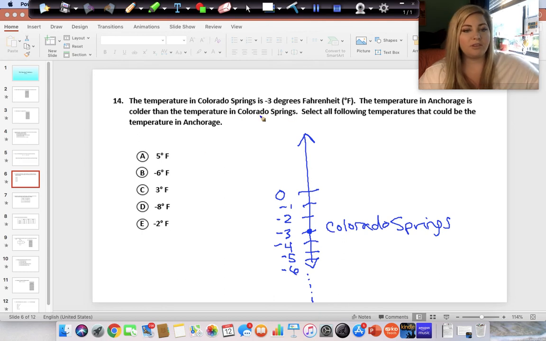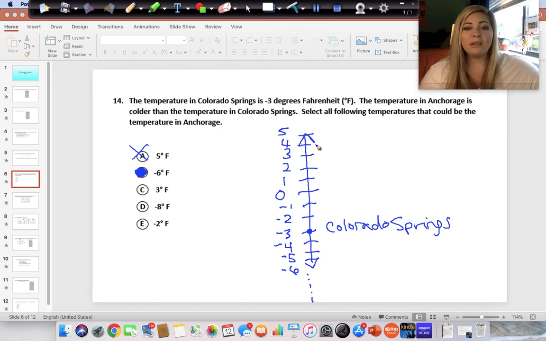Okay, so let's look over here. 5 would be up here, so 5 is not below -3 on the number line. -6 is below it, so that one's going to work. That is colder than -3. +3 is above it, so that's not going to work.